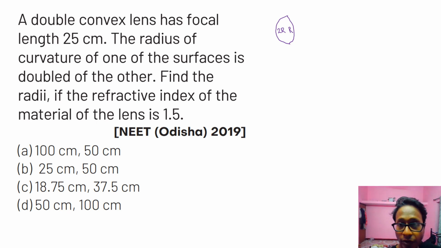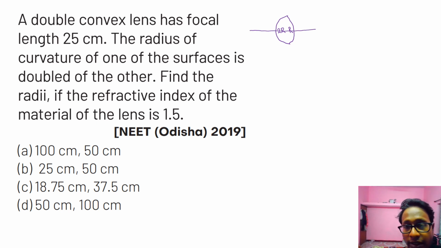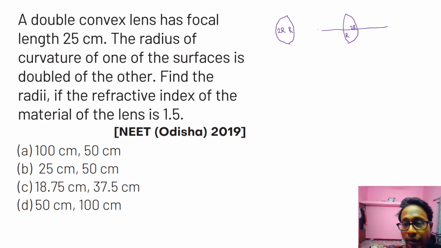One more thing I forgot to say is that it doesn't matter the order of surfaces. Suppose the first surface has radius r and the second surface has radius 2r. The magnitude of focal length would be the same. The value of f would be the same. It does not depend upon the orientation.